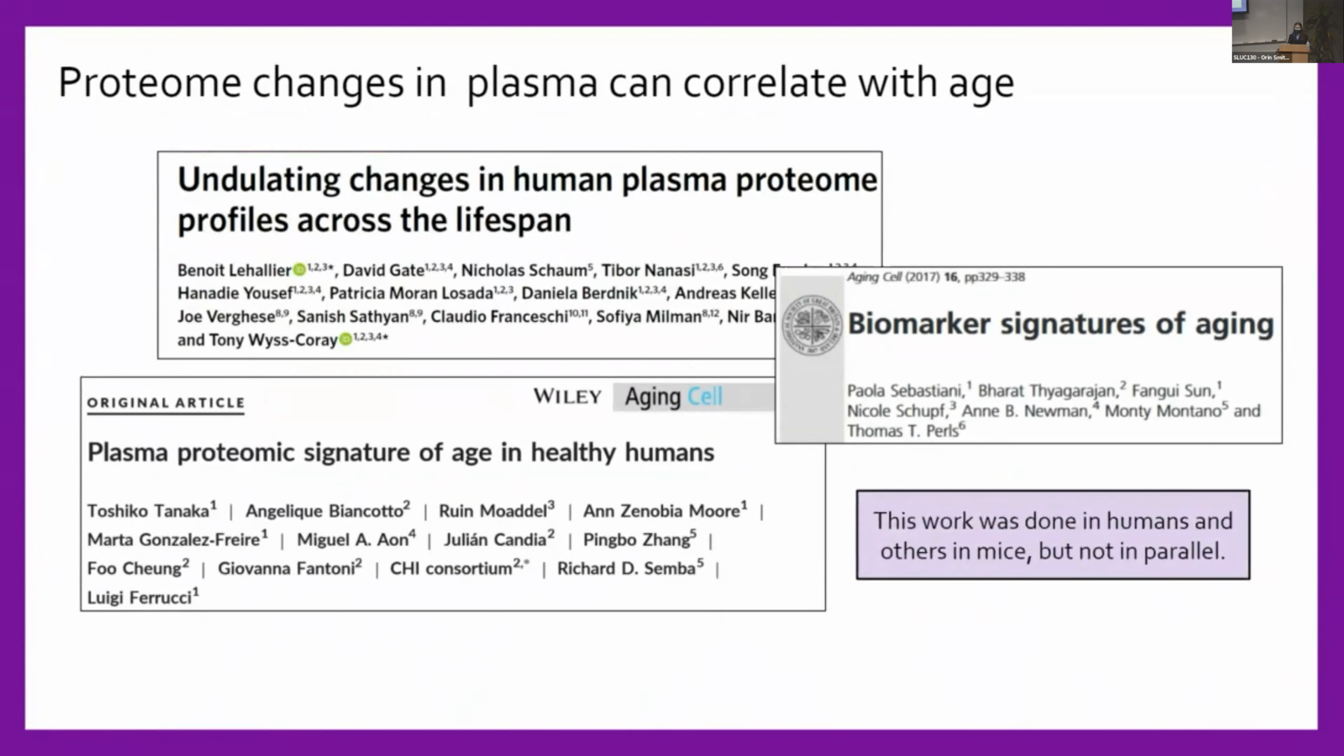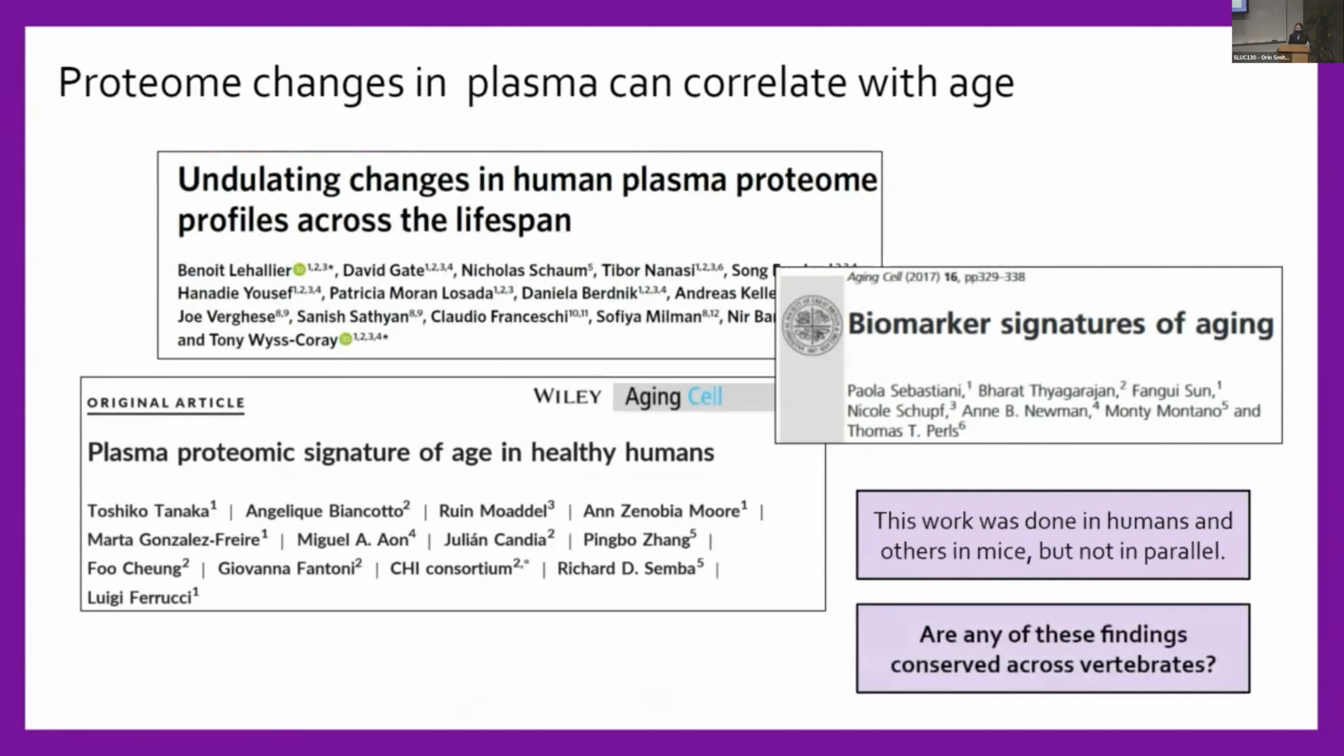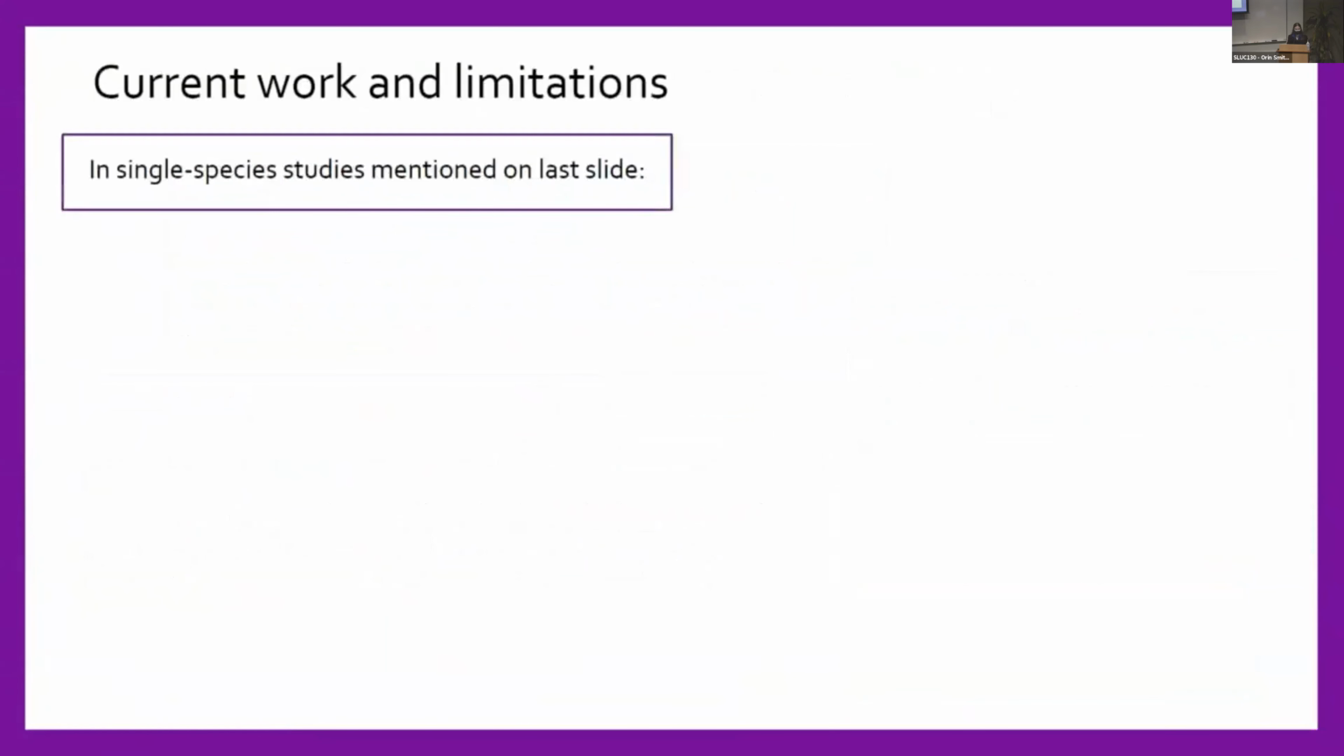But one limitation to this work that I'm showing, all of it was done in humans. There are a couple papers where people have looked in mice, but none of them have looked in parallel in multiple species. And the question that I would ask is, we look at this and it's useful for humans, but it doesn't answer the question of whether this is an evolutionary conserved function. Is this conserved in other species, any of these results?